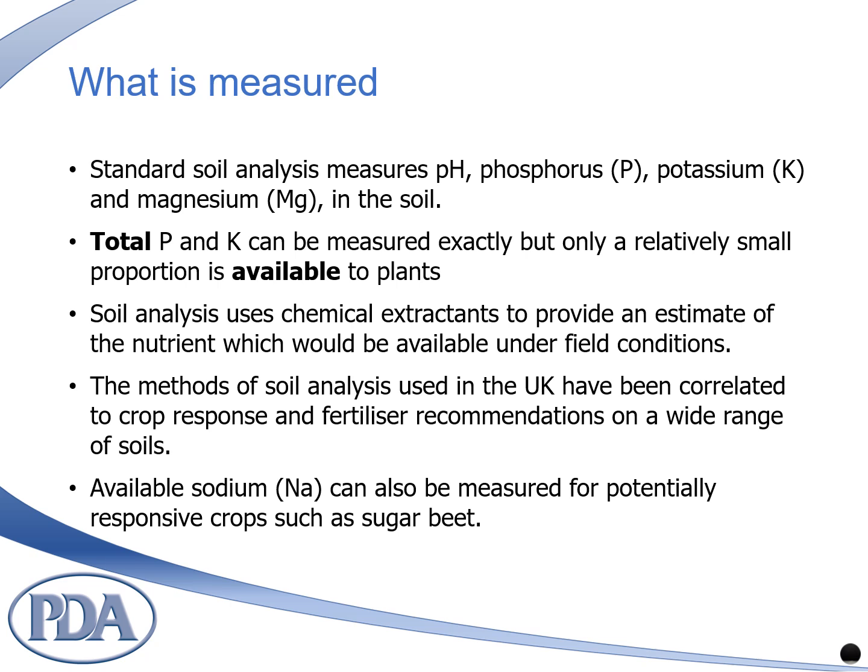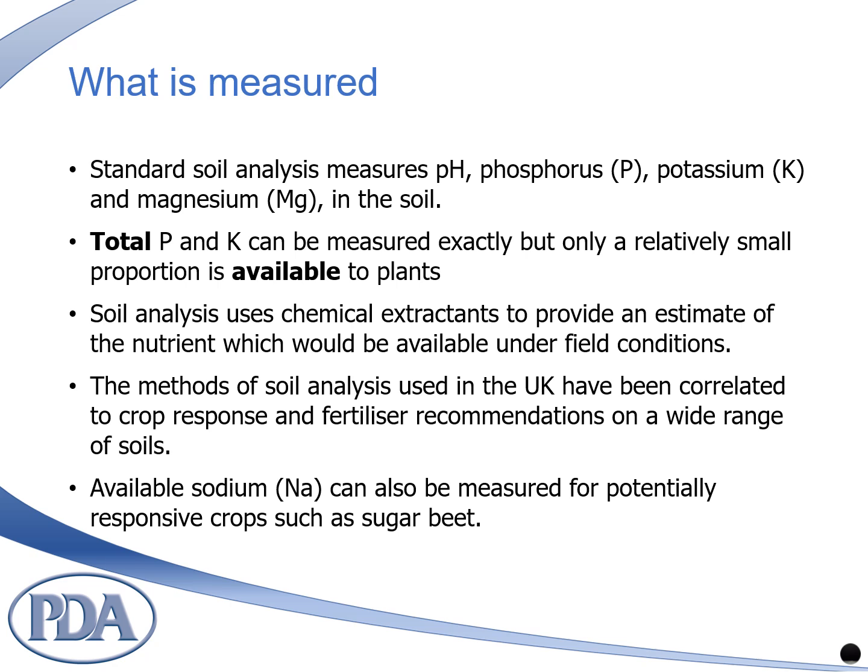The total P and K content of a soil can be measured exactly, but has little relevance to crop yield because only a relatively small proportion of the total P and K in the soils is available to the plant. Soil analysis in the laboratory therefore uses chemical extractants to provide an estimate of the nutrient which would be available under field conditions. The results provide the best practical guide for determining P, K and Mg in the readily plant available reserve pool, shown in the next slide.